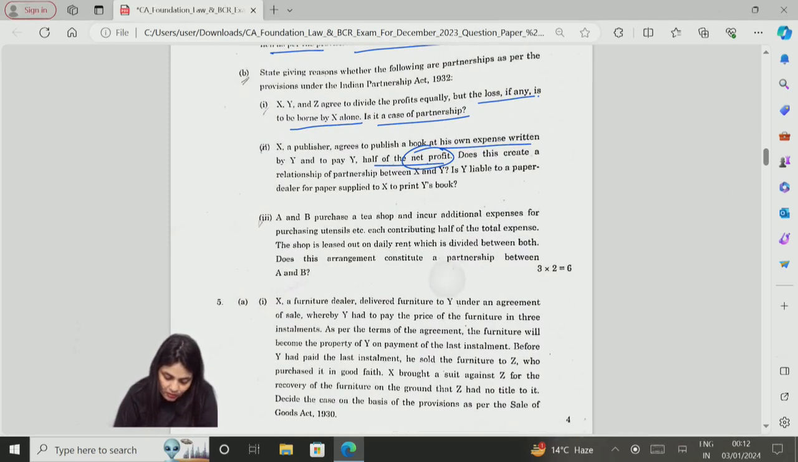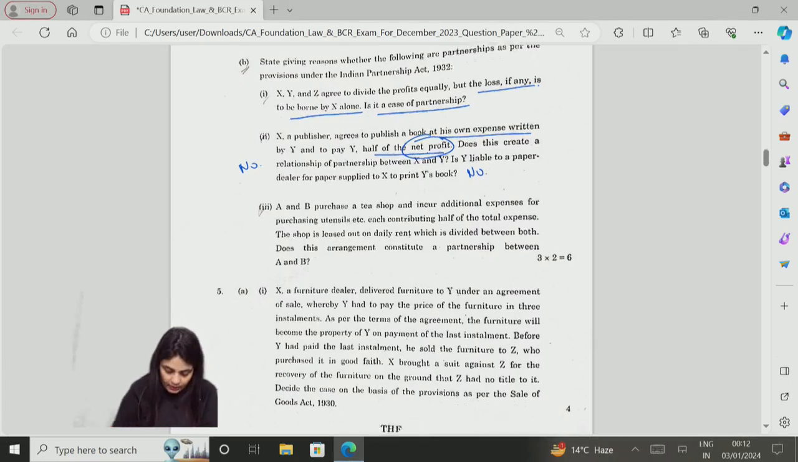Does this create a relationship of partnership between X and Y? No, I am going to spend all my money to print the book. You're getting half the net profits, but ma'am, half the net profits is just a royalty. So is this creating a partnership? No. Is Y liable to the paper dealer for paper supplied to Y to print Y's book? No. Since he is not a partner, why will he be liable?